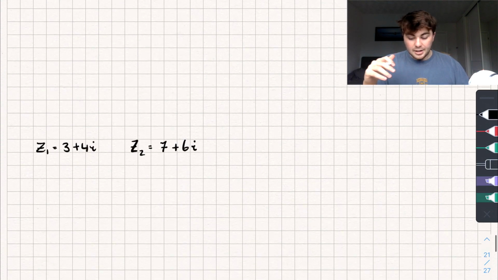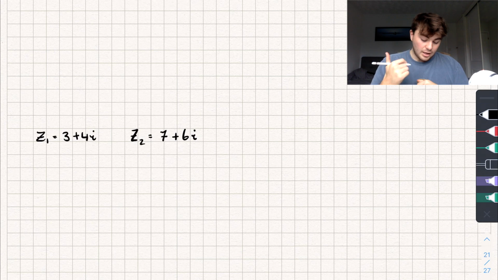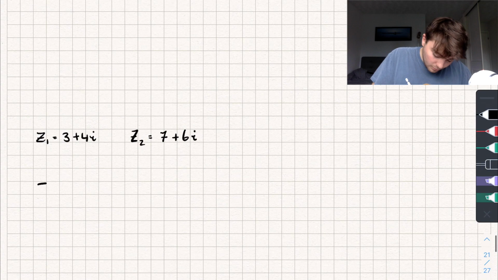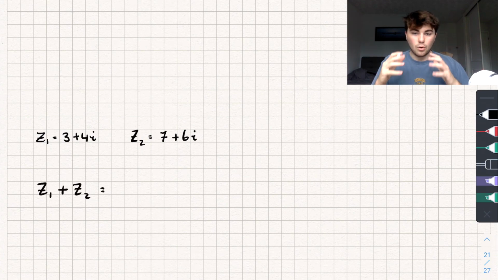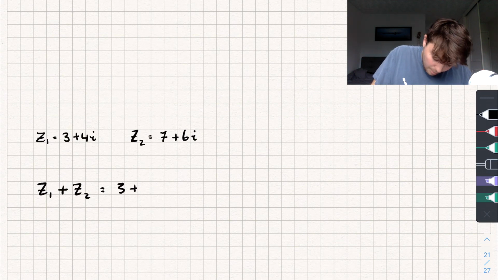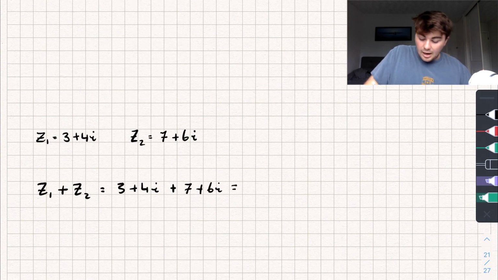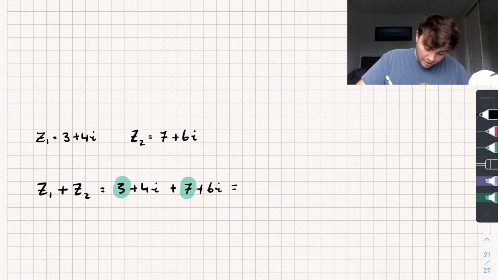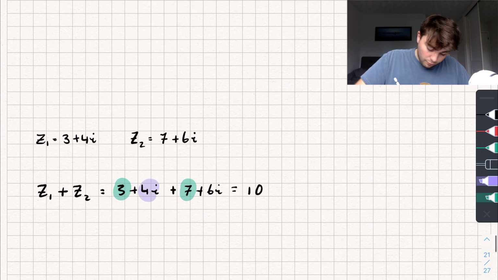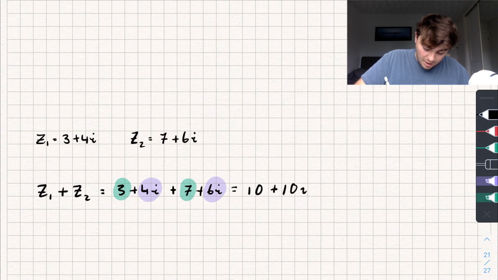So let's see how we can add and subtract these complex numbers. We've got z1 being 3 plus 4i, and z2 being 7 plus 6i. Say we want to find z1 plus z2. Well, this is really easy. Let's write it out. We've got 3 plus 4i, and then we're adding on to that 7 plus 6i. All we need to do when we add complex numbers together is add the real components and then add the imaginary ones. So I'm going to do 3 plus 7, so I get 10. Then I'm going to do 4i plus 6i, or 4 plus 6, and so I'm going to get plus 10i, and that's it.